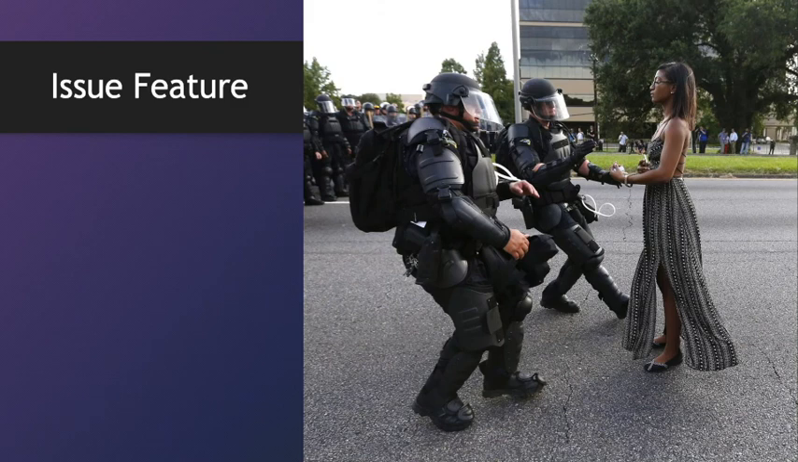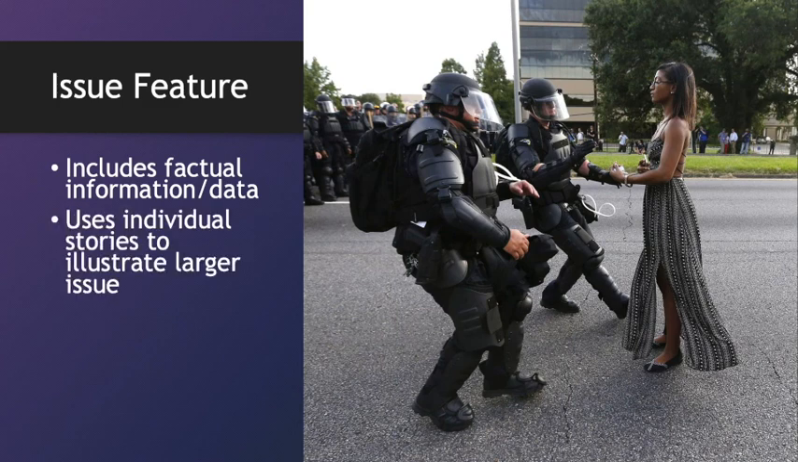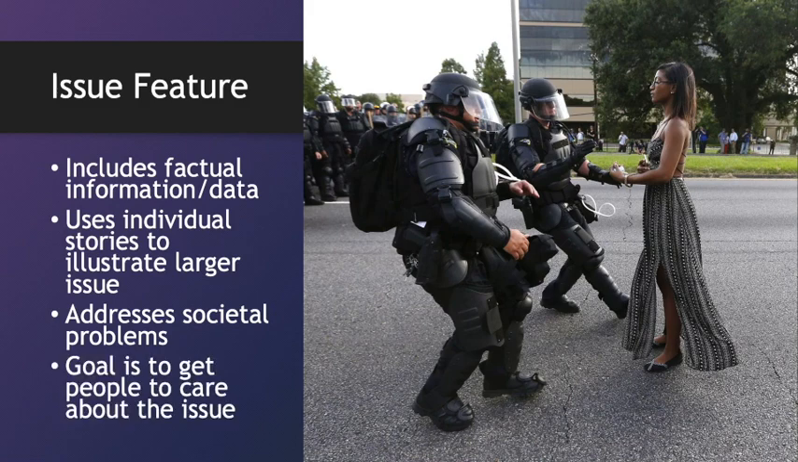An issue feature. This type of feature is basically going to be factual and informational. It's going to be something that uses individual stories to create the larger issue. So when I say individual stories, I mean individual people, people who have experience with an issue, like for example, this one was Black Lives Matter. If you have individual stories of people who have experienced it, that creates a larger issue story. Usually issue stories address some kind of societal problem, and the goal is to get people to care about the issue. So obviously you want to write about it in a way that makes people think it matters.